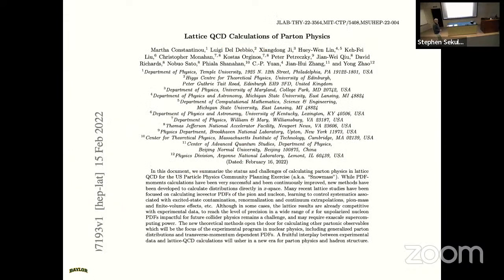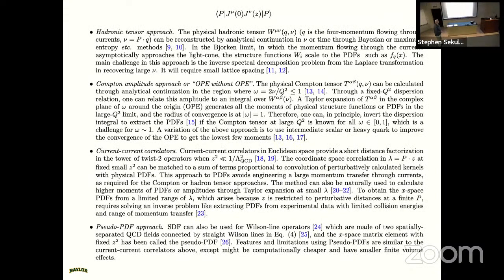Here is a really good review. It just came out last month. I suggest that this is a really good place to start for people who are trying to understand how lattice can calculate these things. And there's not just one method. There's at least 5 methods that have been published. And basically all of them are trying to get this guy.